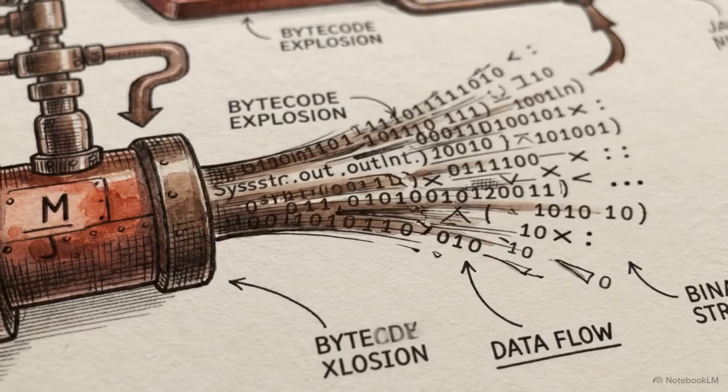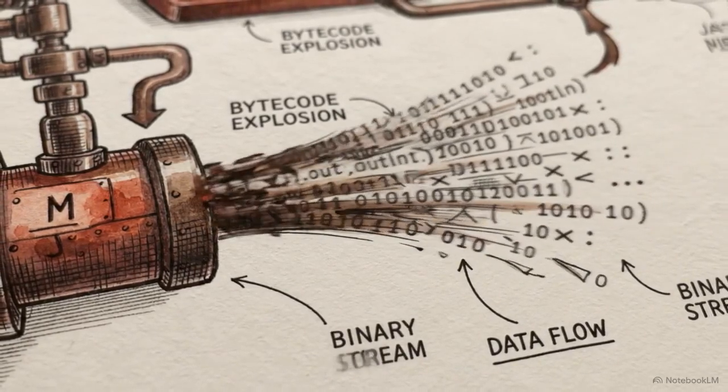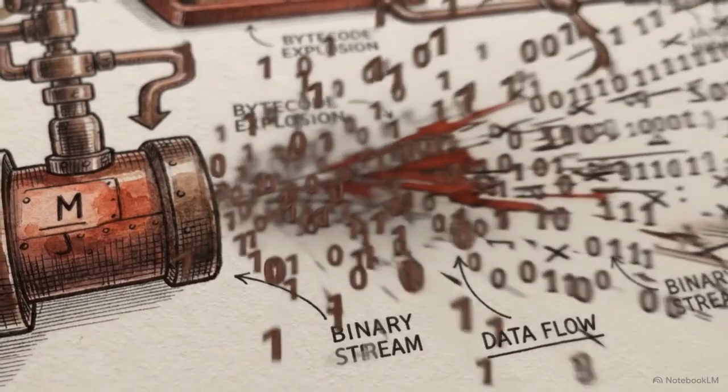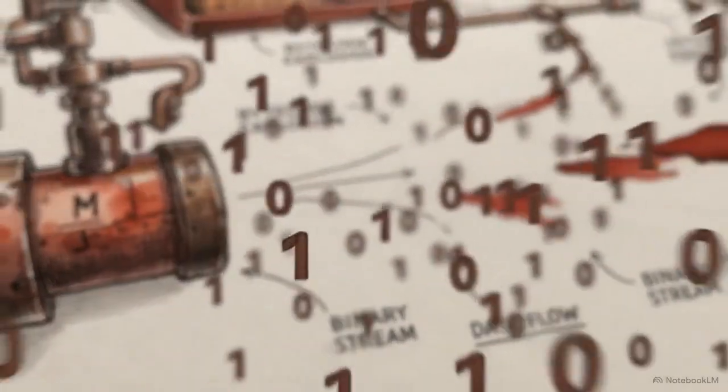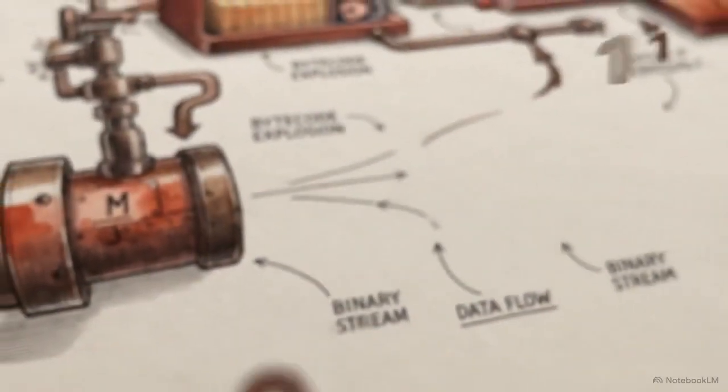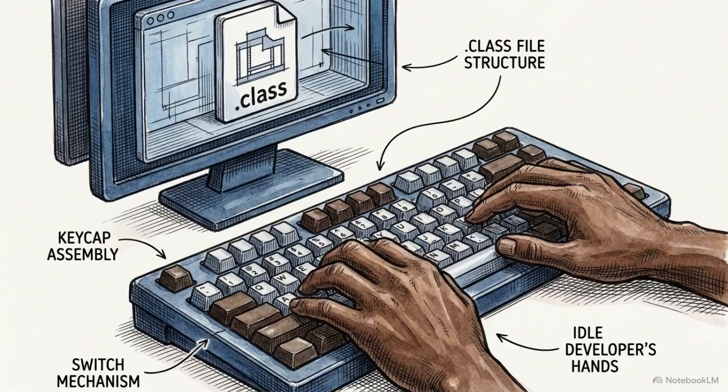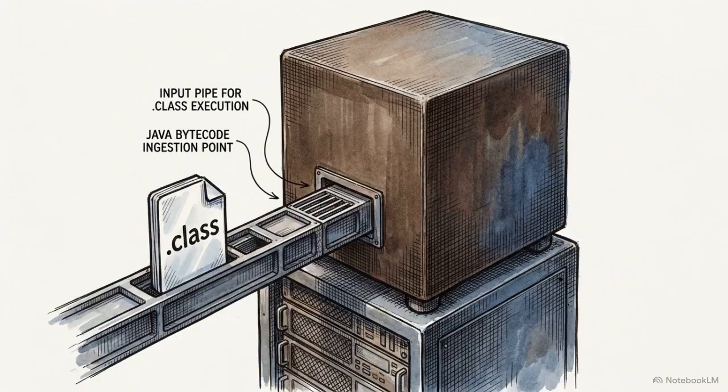Every time you compile a Java program, your human-readable syntax is stripped away, converted into a dense stream of binary instructions known as bytecode. For many developers, the journey stops there. They feed that bytecode into the Java virtual machine, treating the JVM as a black box that executes the logic.